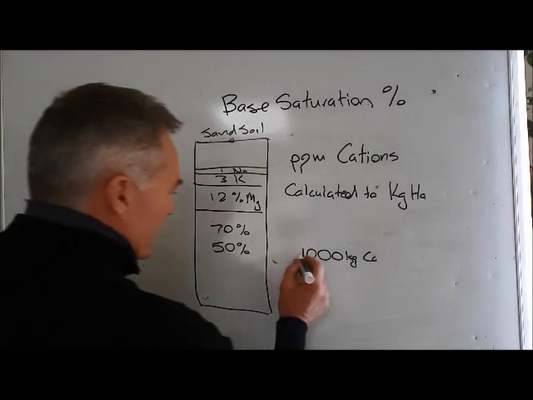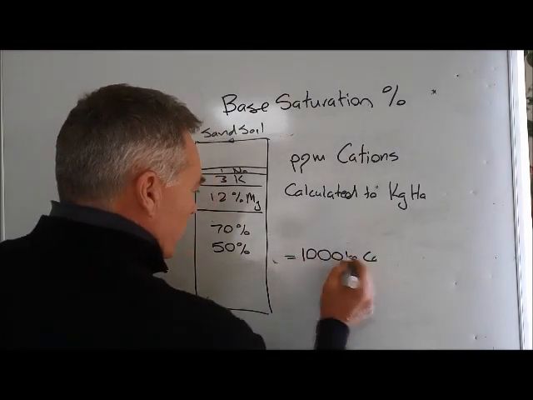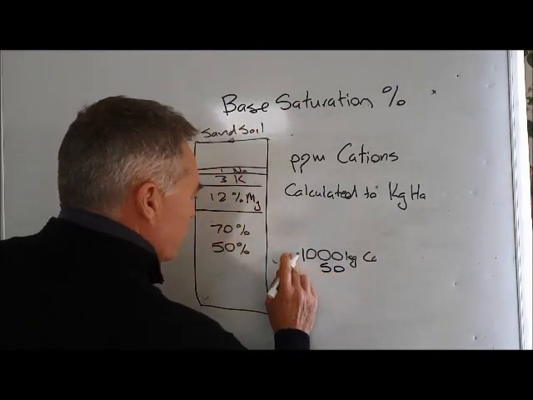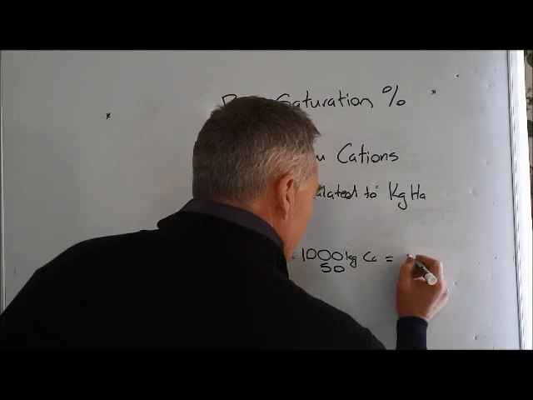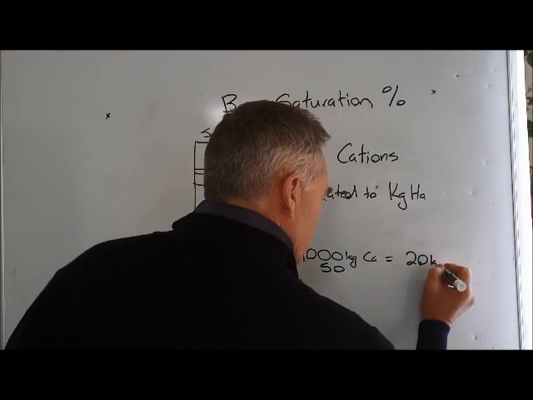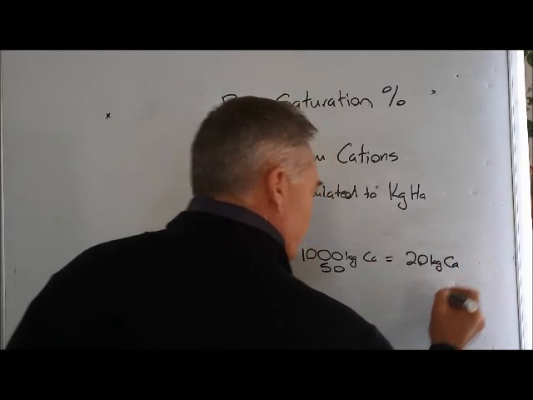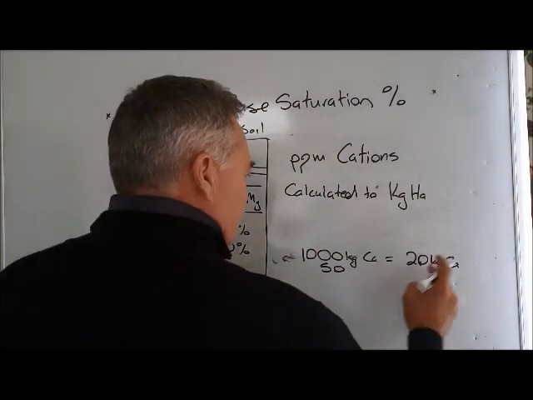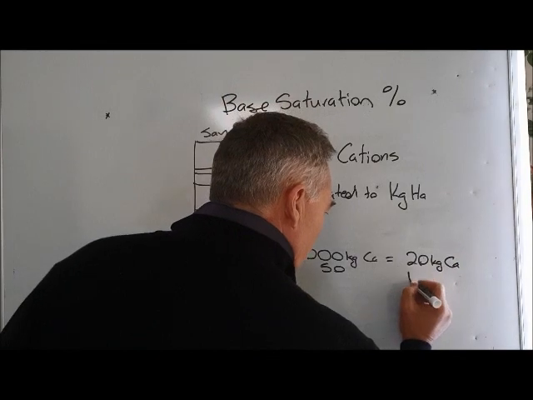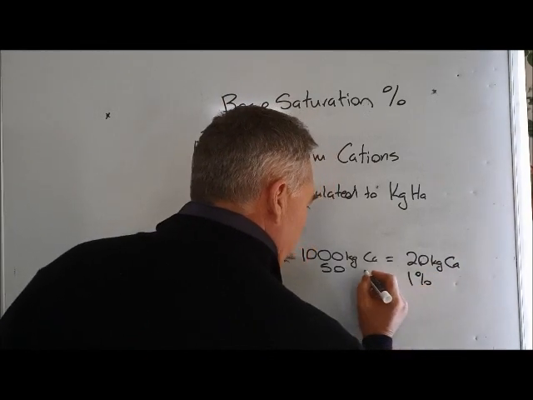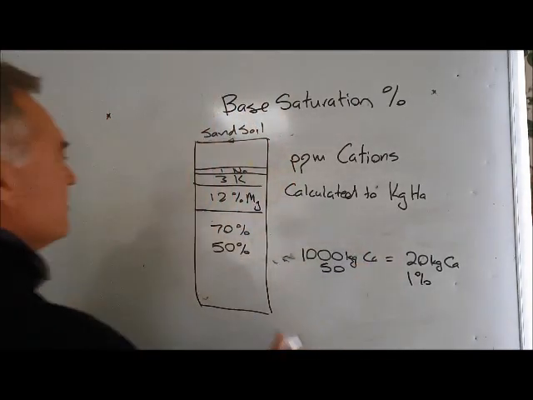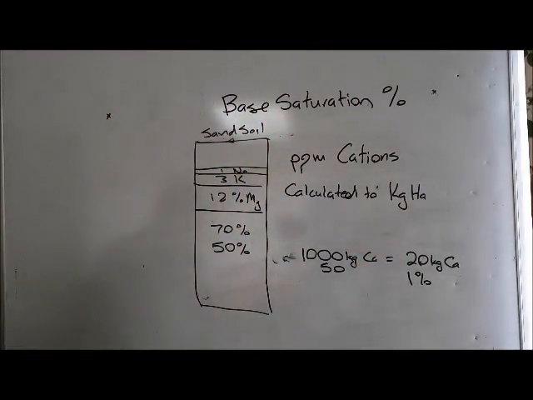So the 50% divided into the 50 over equals, to move it in the sand soil, you just needed 20 kilograms of calcium per hectare. 20 kilograms of calcium per hectare to move the base saturation 1%. Okay, so it's a quarter of the size. Effectively, we were looking at a quarter of the cation exchange capacity, and it's a quarter of the size again.